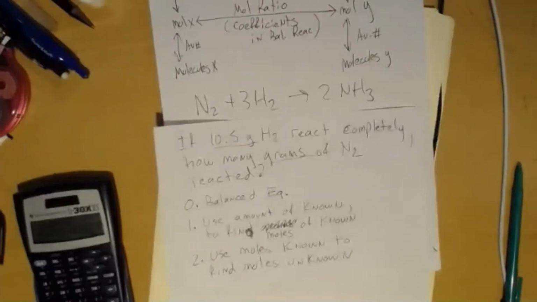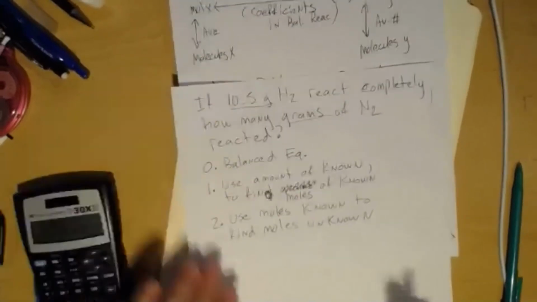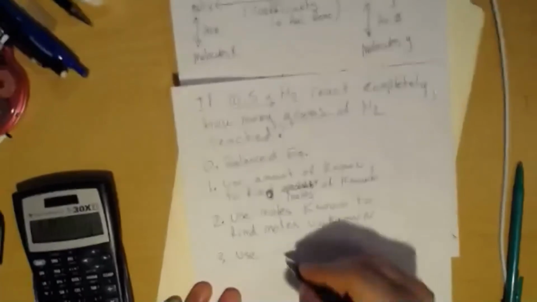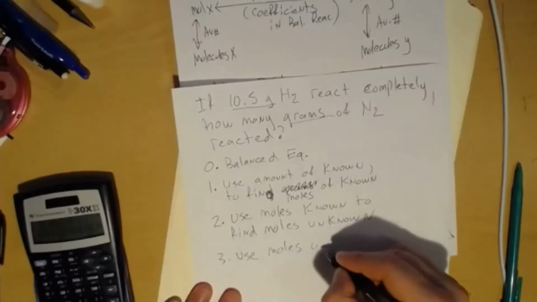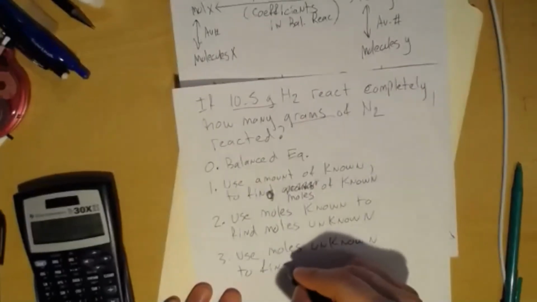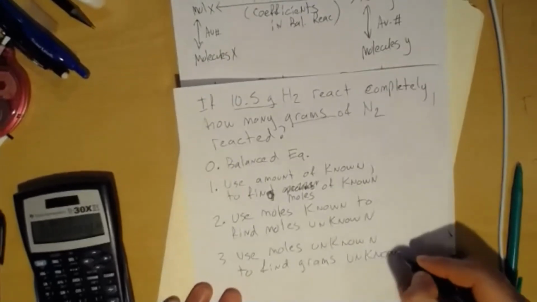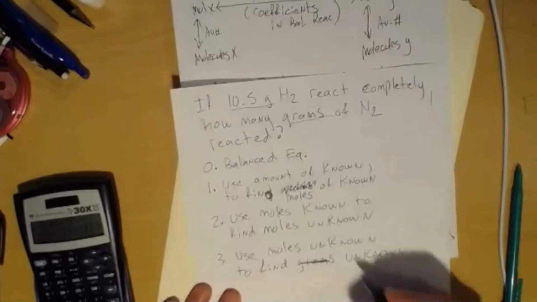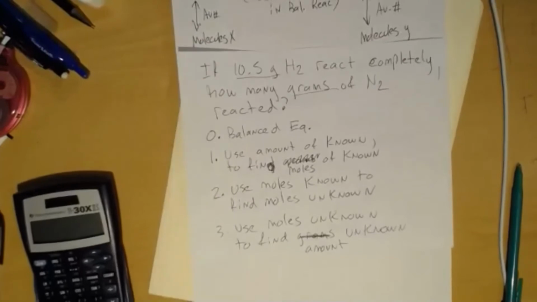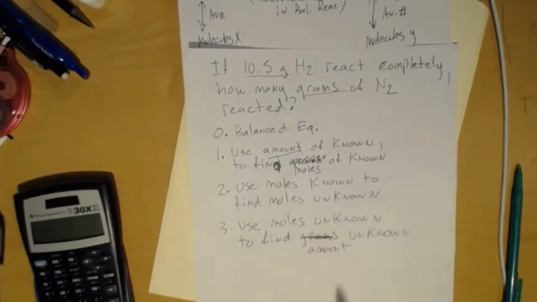I'll go through this whole thing in a second. And then lastly, step 3, use moles of the unknown to find the amount of the unknown. Let's make it more general and say amount. It could be molecules. That's why I didn't put grams up here. I said amount, usually grams.